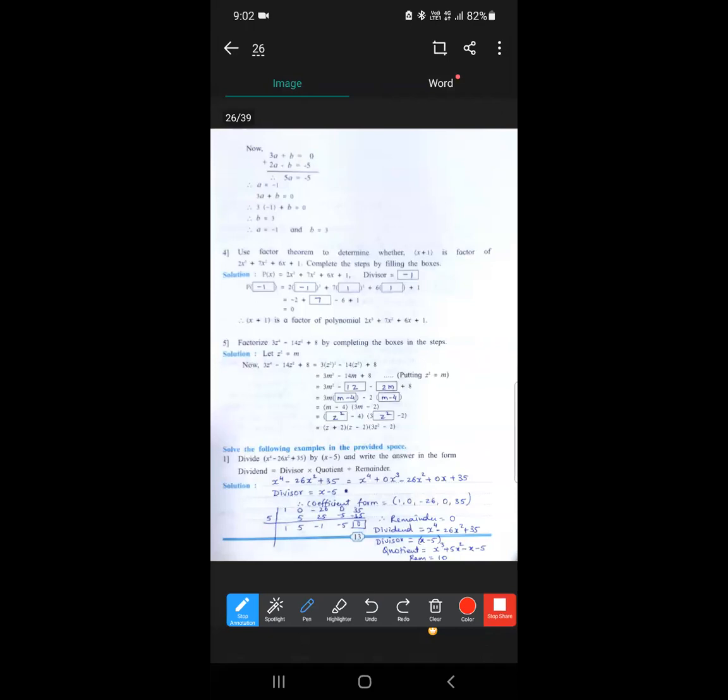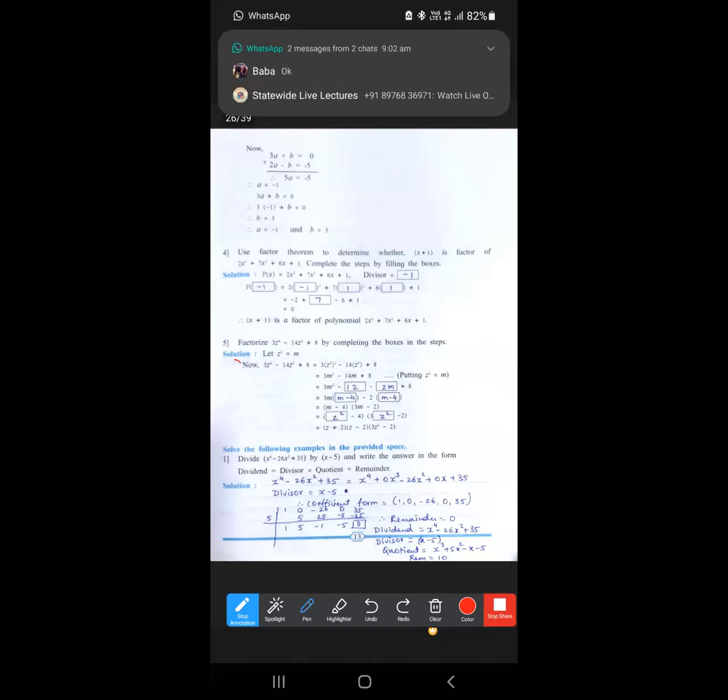In synthetic division, first of all, the very foremost and very important step is that whatever the dividend is, you need to convert it into coefficient form, because here they have given the polynomial and you have to write it in the coefficient form. Coefficient form itself means what? Only the numbers, but it should be in the ascending order. Now here, x raised to 4 minus 26x square plus 35. This is the dividend.